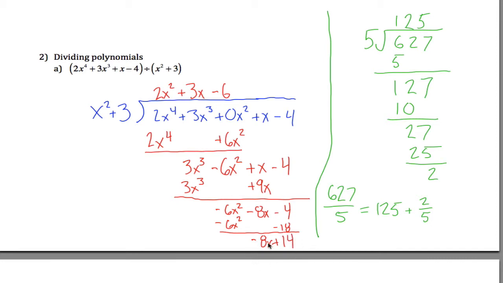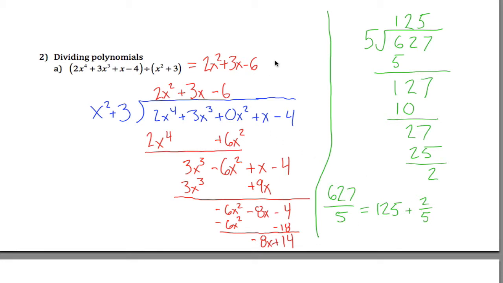This thing right here is so small that I can't continue this process, kind of like when I had the remainder here. So what I say is that when I divide these two polynomials, instead of saying I get 125 plus 2/5, I'll say I get 2x squared plus 3x minus 6. Right, that's the analog of the 125. Oh, and I got a little bit of a remainder.